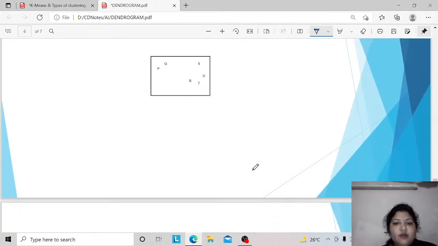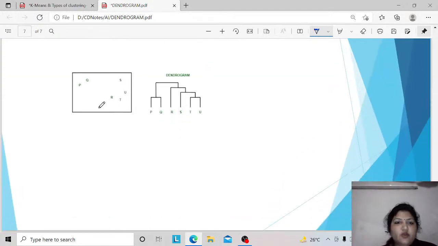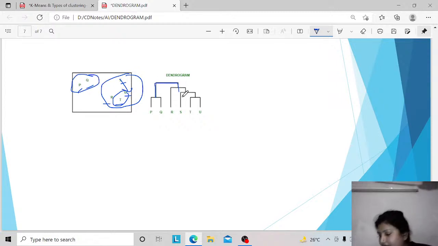Now let us take one more example out of it. So over here we can have P, Q, S, U, and T and R. Let us start with the first 2 points. These are two nearest points, so we make hierarchy like this. Then S is almost nearer to U, right? And R is also nearest to these clusters. So first we combine S part and then we combine it as R. P and Q are again two clusters and then we combine it with this hierarchy.